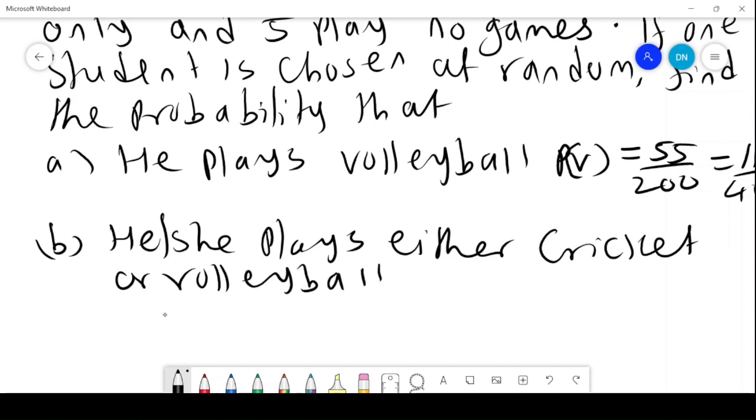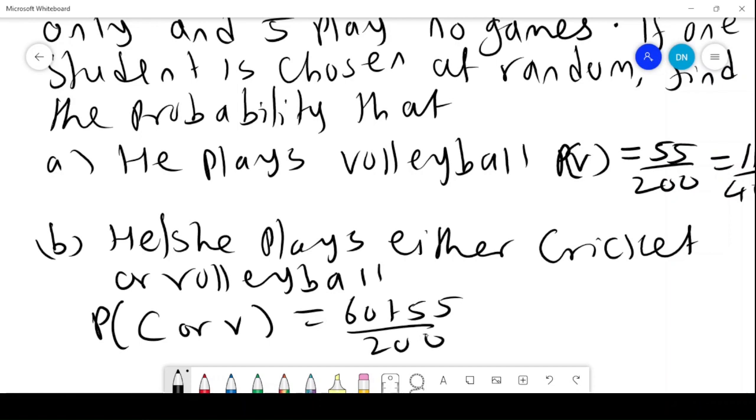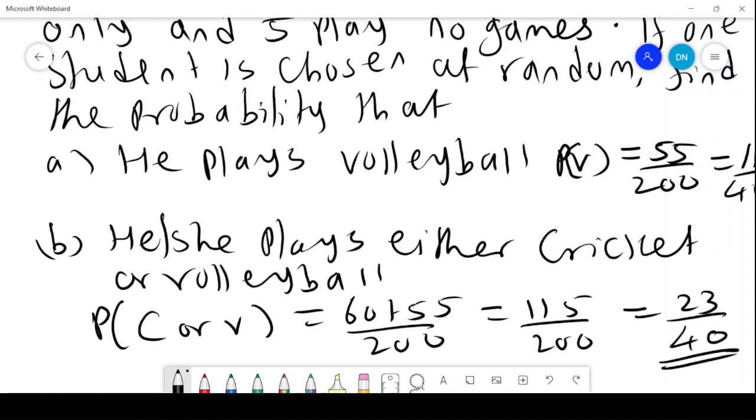So it's the number of those who play cricket plus the number who play volleyball, divided by the total number of students, which is 115 over 200. If we divide by 5, this will be 23 over 40. So there's a 23 over 40 chance that a student will play cricket or volleyball.